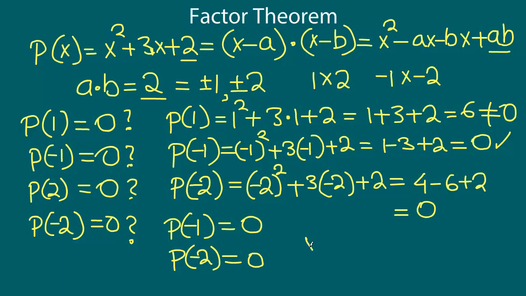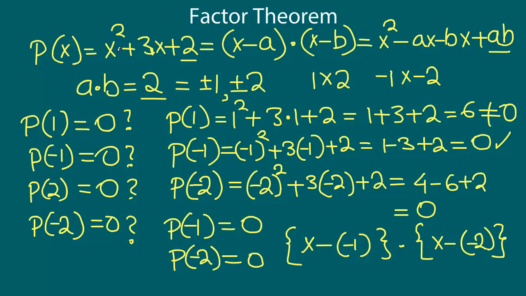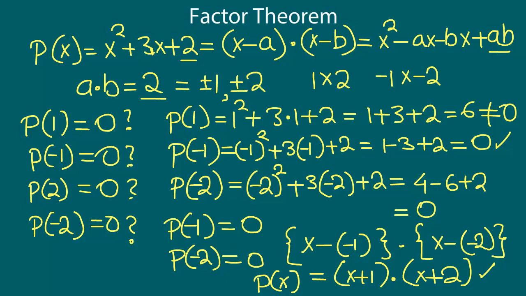So we can say that x plus 1 and x plus 2 are the 2 factors, or in other words, simply x plus 1 times x plus 2. So we can break this polynomial into 2 factors. We can say P(x) equals these. These are the 2 factors. So this is how we use the factor theorem to solve questions.